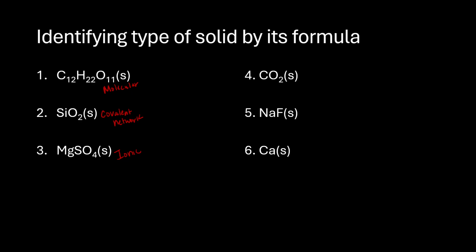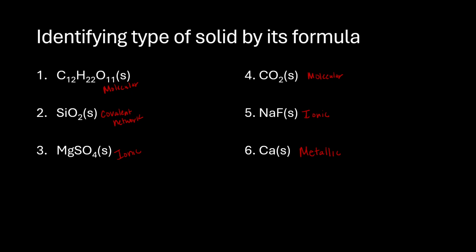CO2, again, two nonmetals, so that's going to be a molecular solid. NaF, we have a metal and a nonmetal. That should point you in the direction of ionic. And calcium by itself, calcium is a metal, and so if we just have a calcium solid, it is going to be a metallic solid.